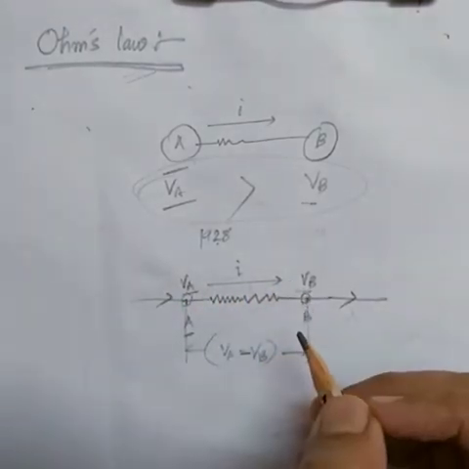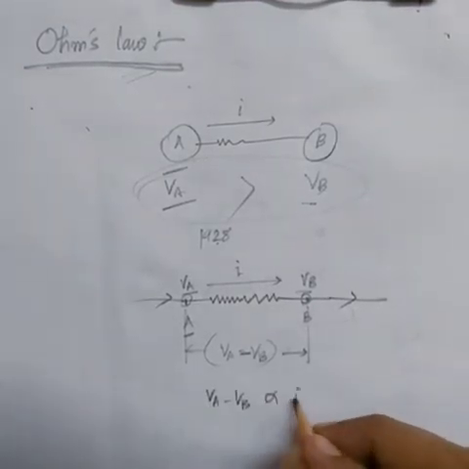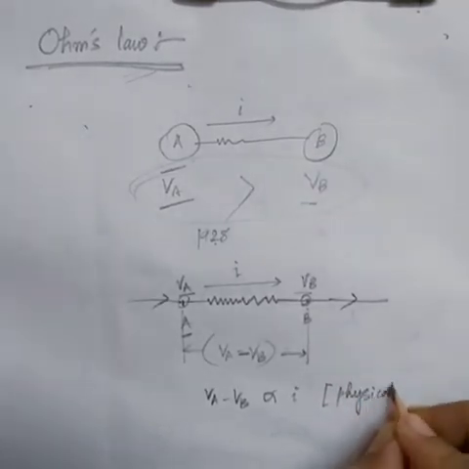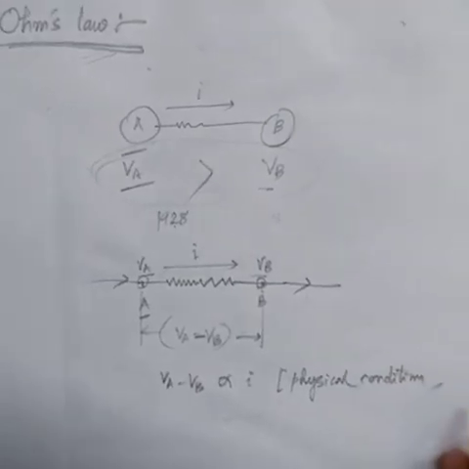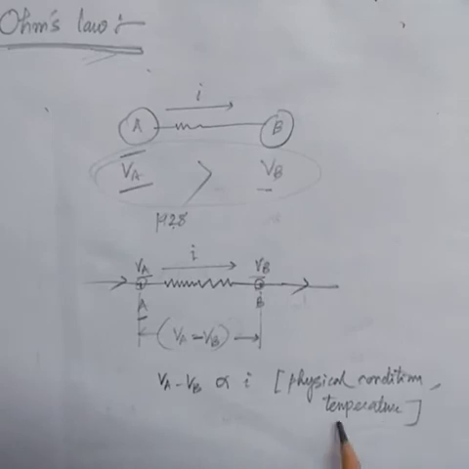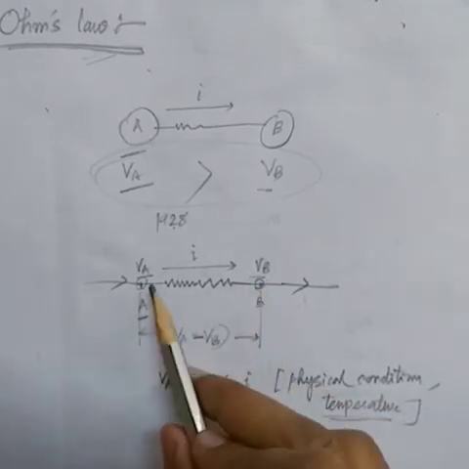In that case, according to Ohm, VA minus VB should directly vary with I when the other physical conditions and temperature etc. are remaining invariant, that is they are not changing, because you know that with the increase in temperature the electrons get so disturbed that they do not tend to flow in a certain direction, therefore the current reduces. And physical conditions means like the length of the wire and the thickness of the wire.